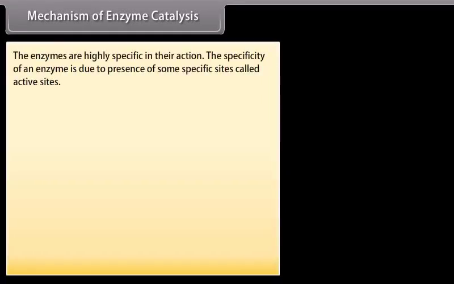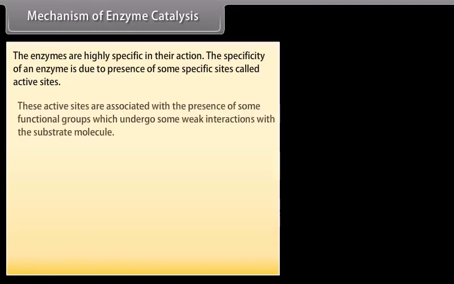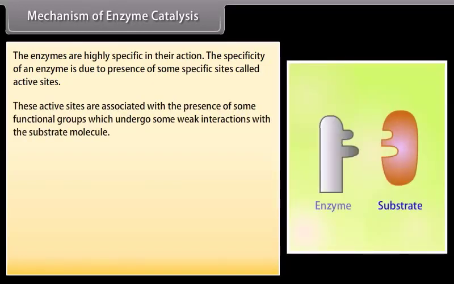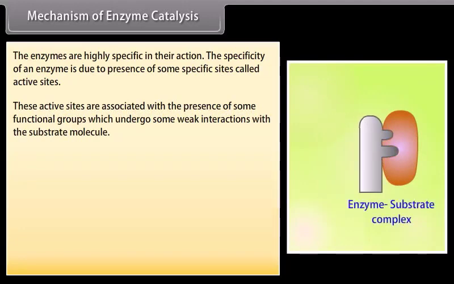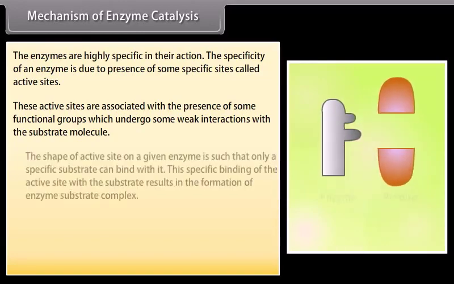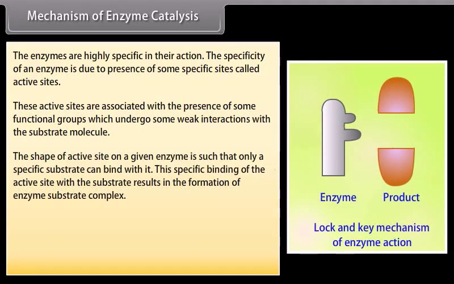Mechanism of enzyme catalysis. The enzymes are highly specific in their action. The specificity of an enzyme is due to presence of some specific sites called active sites. These active sites are associated with the presence of some functional groups which undergo some weak interactions with the substrate molecule. The shape of the active site on a given enzyme is such that only a specific substrate can bind with it.